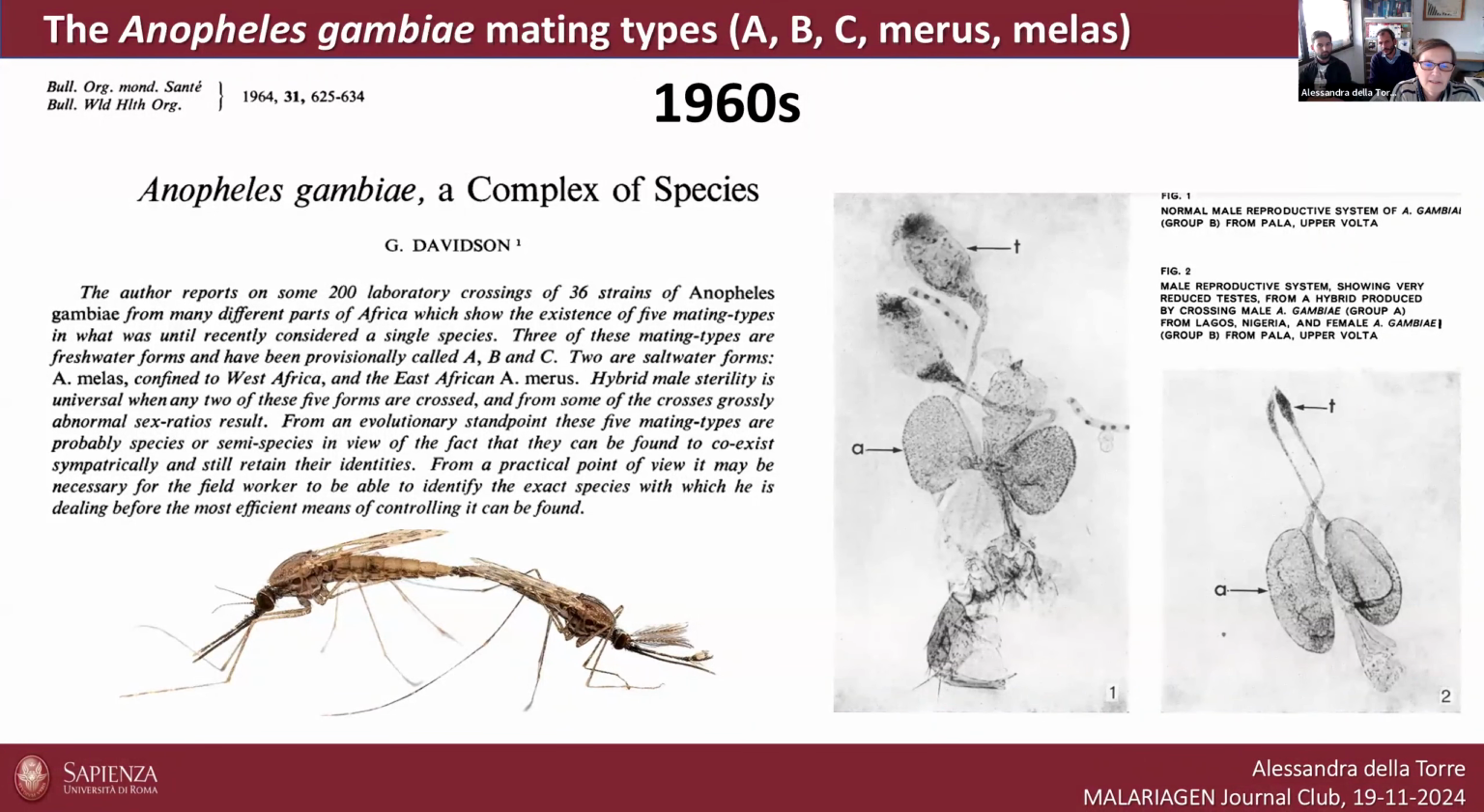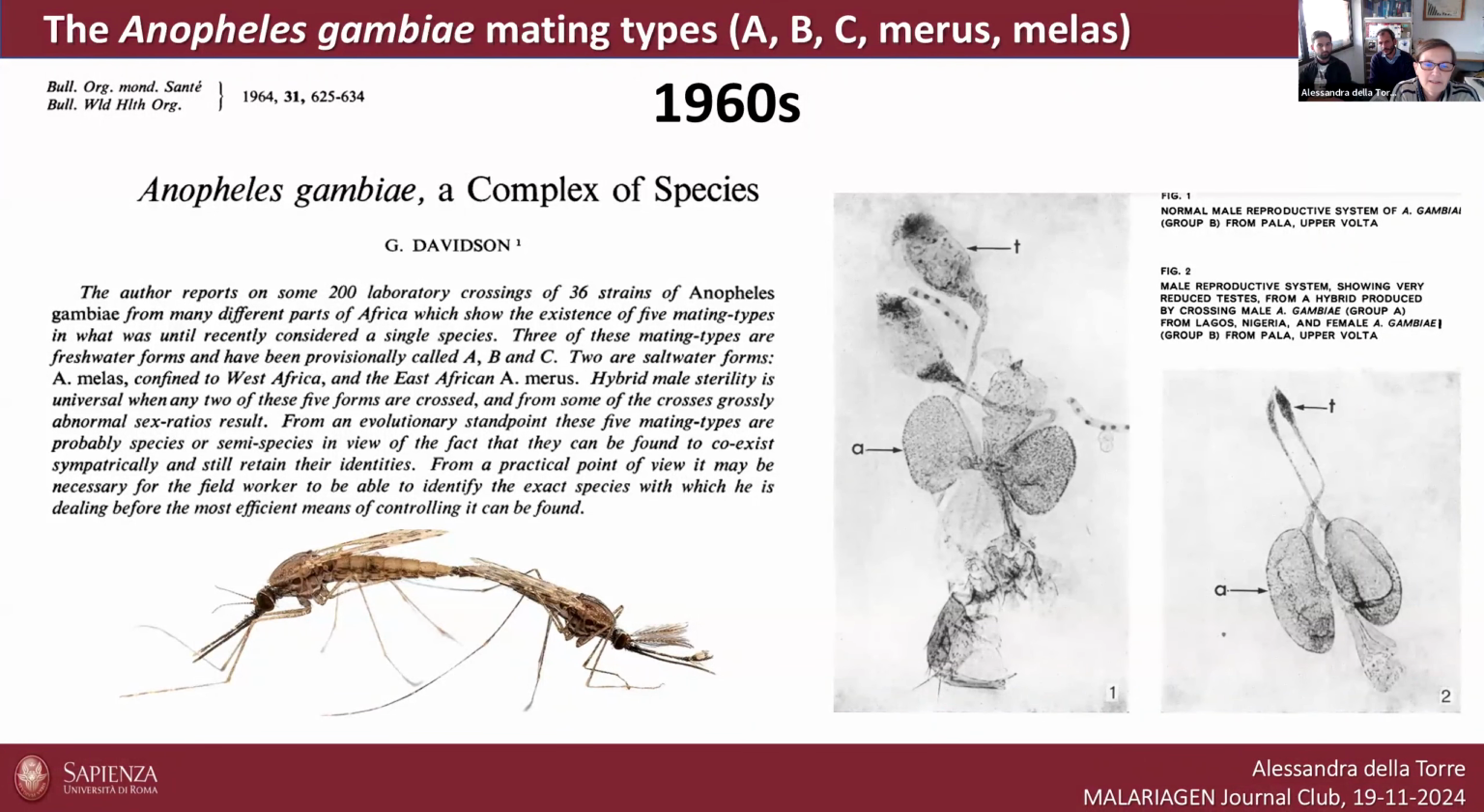And this led to identify or to hypothesize the existence of mating types that were called A, B, C, Merus, and Melas, which already at the time were shown to have different ecological adaptation at the larval stages.